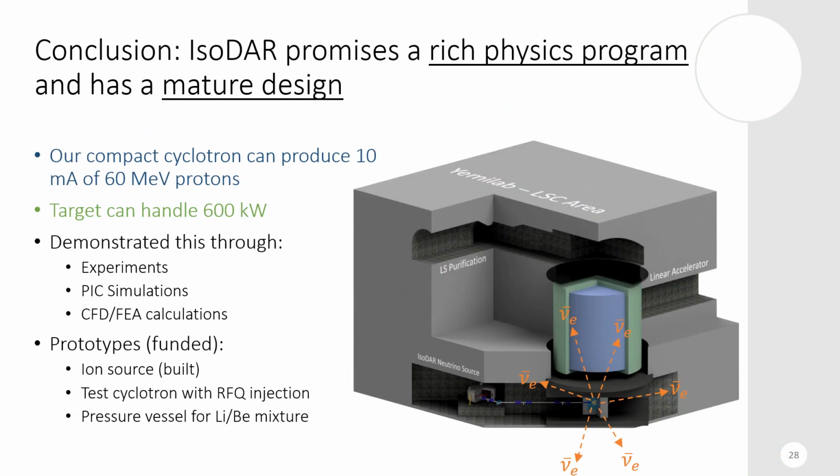In conclusion, IsoDAR promises a rich physics program and has a mature design, both for the compact cyclotron and the target producing the electron antineutrinos. We have demonstrated these through experiments, particle-in-cell simulations, and computational fluid dynamics and finite element analysis. And we also have several prototypes on the way. The ion source is already built, and the test cyclotron with RFQ direct injection is currently in the technical design phase and will be built soon.